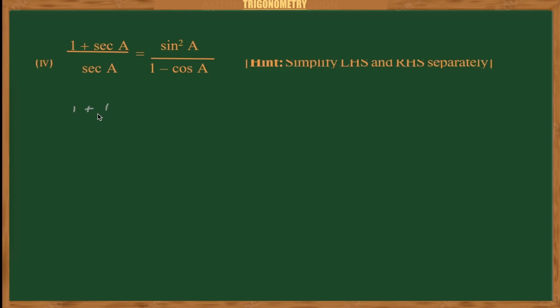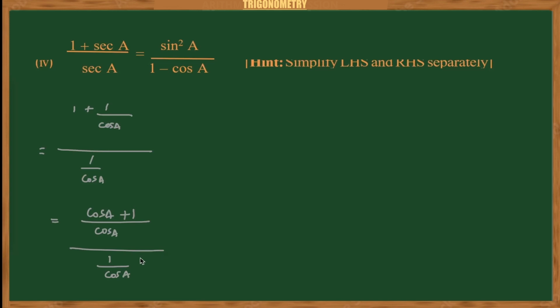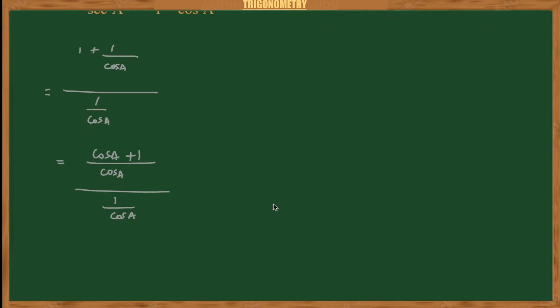1 plus secant A can be represented as 1 plus 1 divided by cos A. So let's take the LCM cos A. So here it will be cos A plus 1, for the secant it is cos A. Here cos A gets divided, so the answer is cos A plus 1. Okay, so further can we solve it?